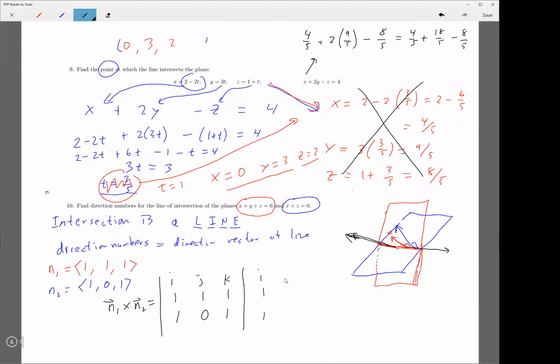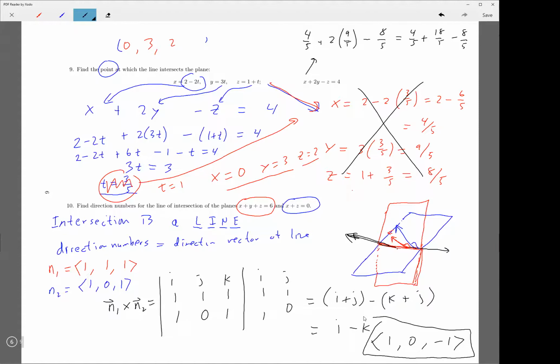Okay, so i is 1, 1, and j is 1, 0. Taking the cross product, we have i plus j plus 0k, minus k, and 0, and then plus j. So that's going to be i, and the j's cancel. So i minus k, and that's going to be 1, 0, negative 1. Okay, so let's plug that in and see if WebAssign agrees with our answer.